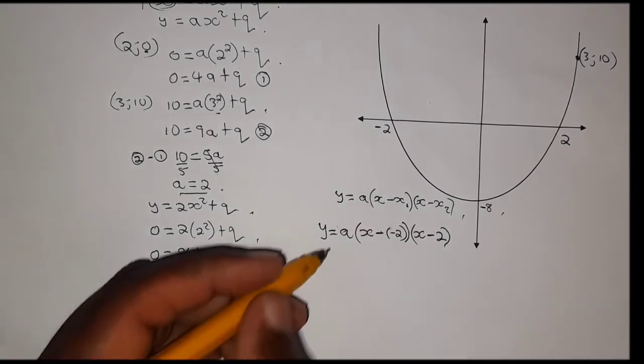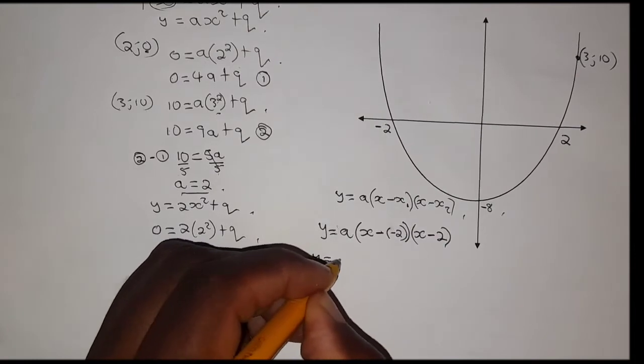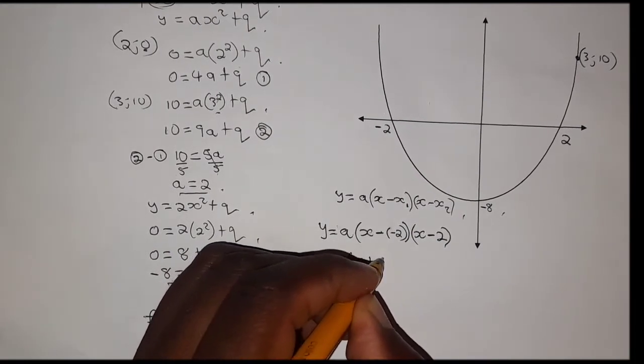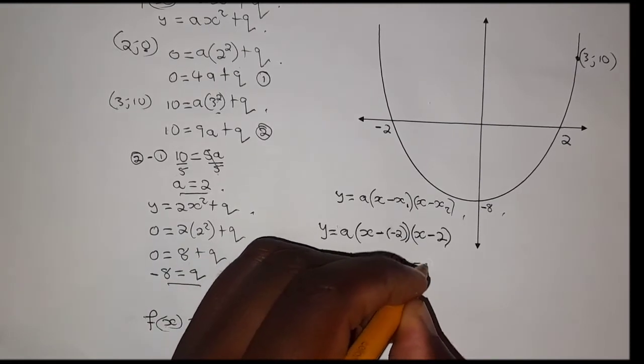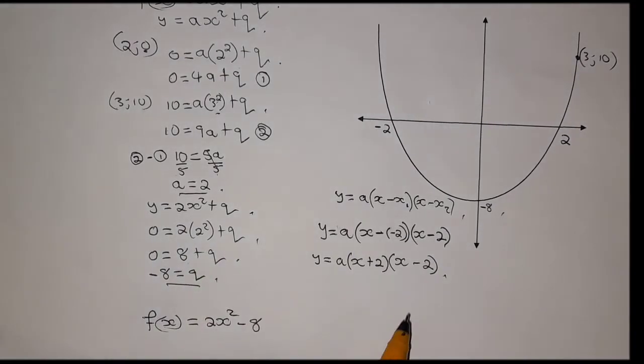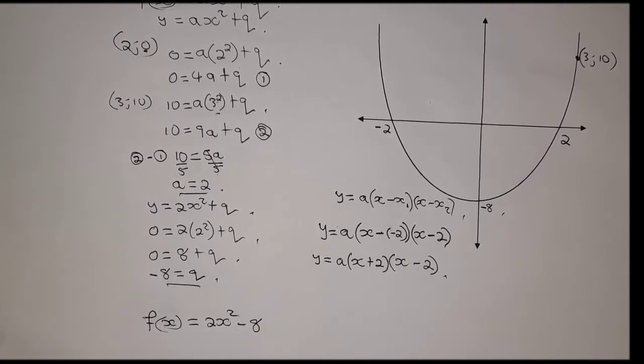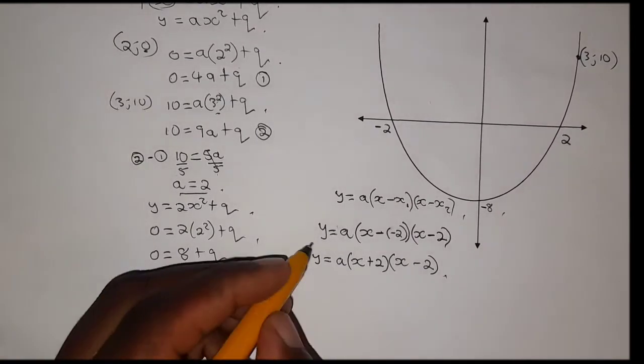And then we expand this bracket, it's going to be y is equal to a, x plus 2, x minus 2. I hope you can recognize this one. That's the difference of two squares.